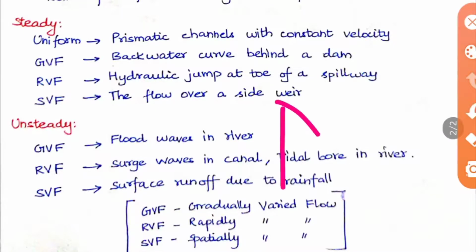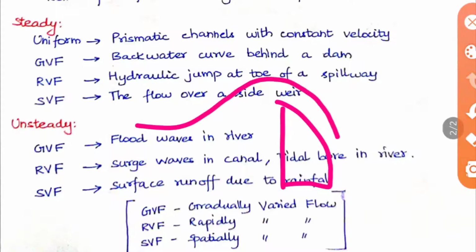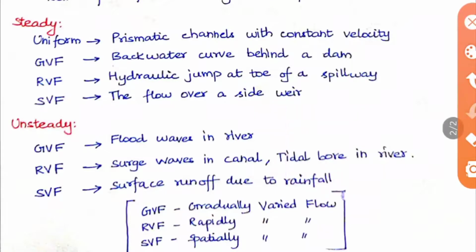So we will be having a spillway like this, no? When the water comes here, it hits the bottom and then it jumps. At this point we call it the hydraulic jump. There will be a sudden change in the depth. So that is what is called the hydraulic jump at the toe of the spillway.